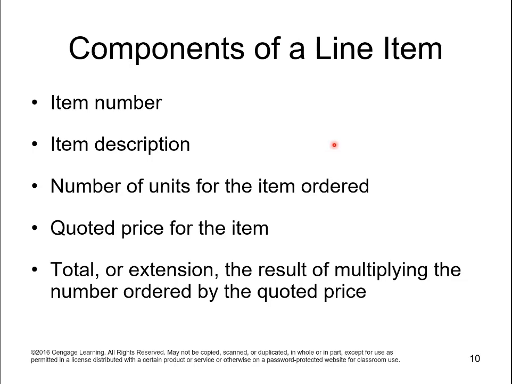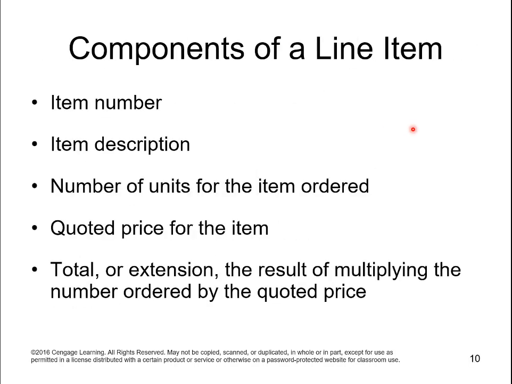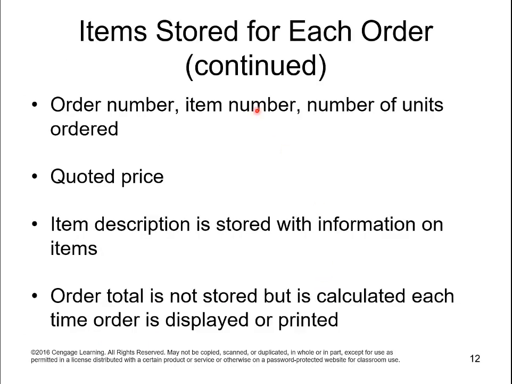So what are the components of that line item? Well, we already talked about that a little bit. Each line item has an item number, a description, number ordered, a price, and then the total. So items stored for each order is that order number, the date of the order, the customer number, the customer information, along with the sales rep information.